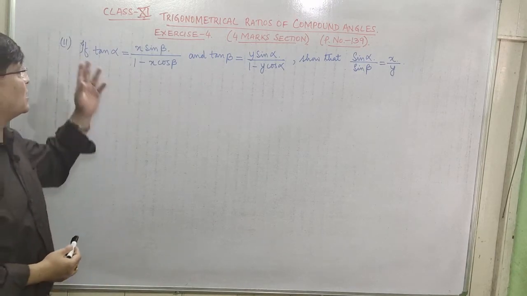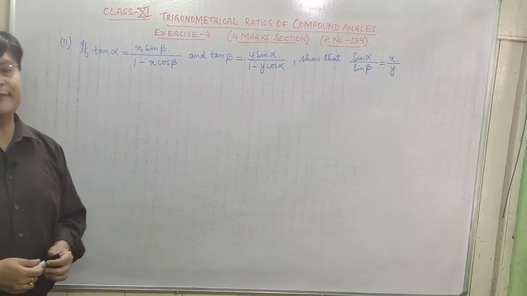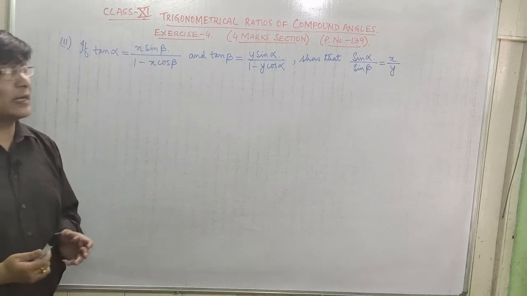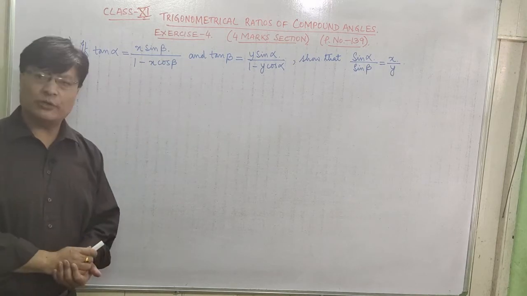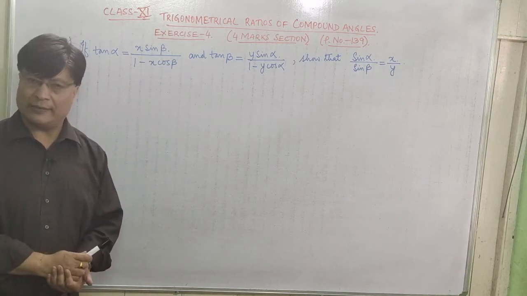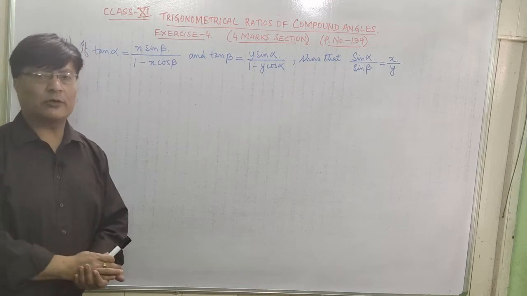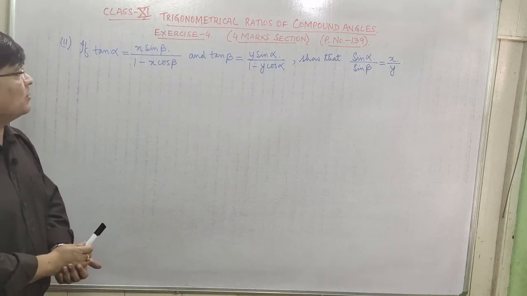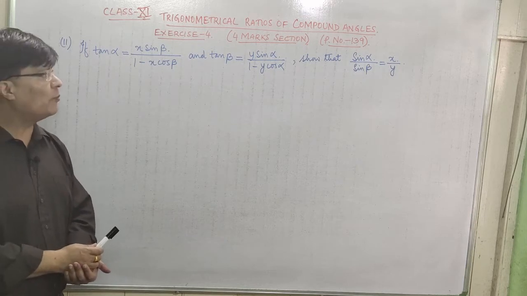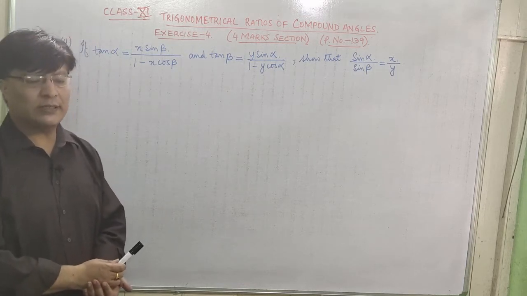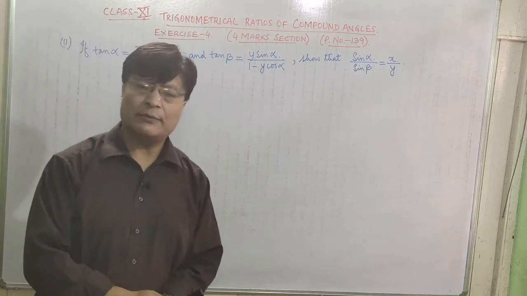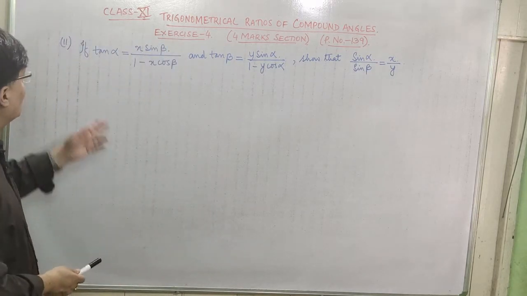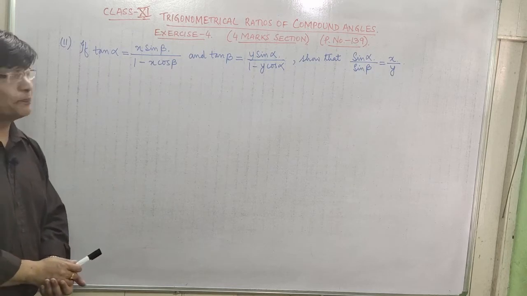So now I am doing class for class 11 science. The topic is the same topic that we were doing in the last online class, that is trigonometrical ratios of compound angles. So today is the continuation class for this chapter. Same exercise 4 mark section, page number 139 from the book Higher Mathematics for class 11 by SN Dey. So let us do this question number 11.